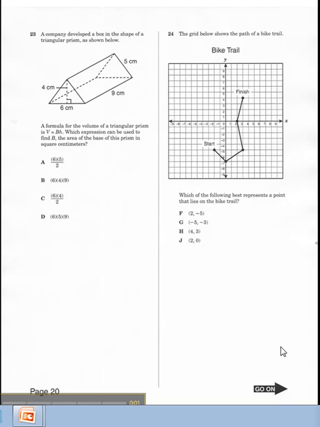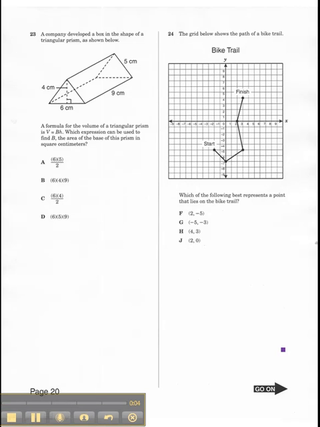Problem 23. A company developed a box in the shape of a triangular prism as shown below. If it's a triangular prism, the base is a triangle by definition. So the base is this triangle. Anywhere parallel to that base, you would get a congruent triangle with these same dimensions.